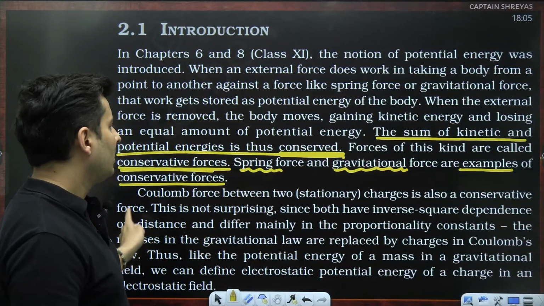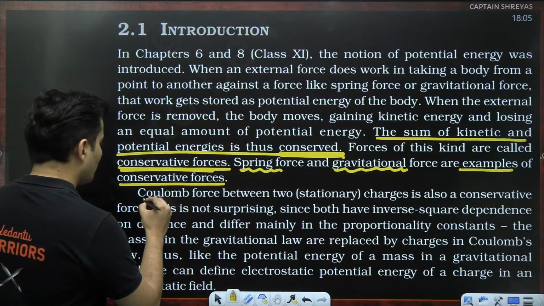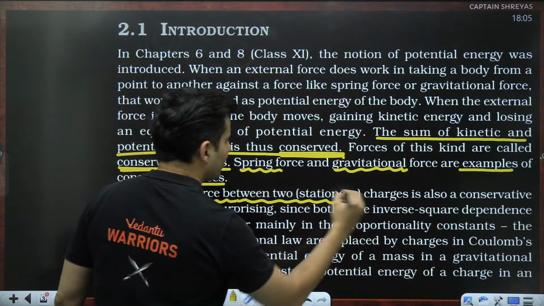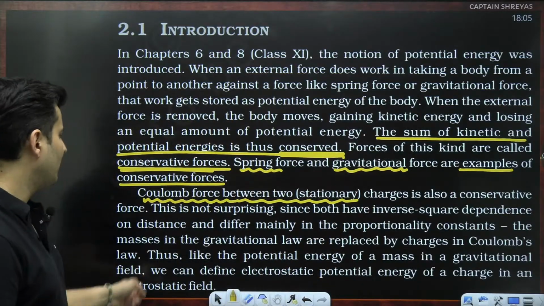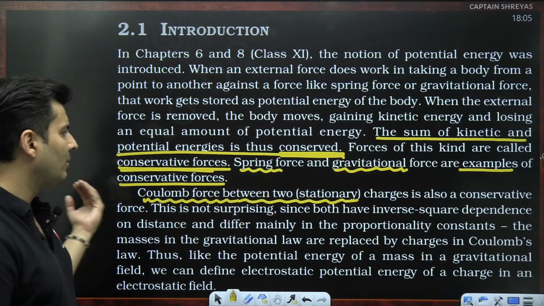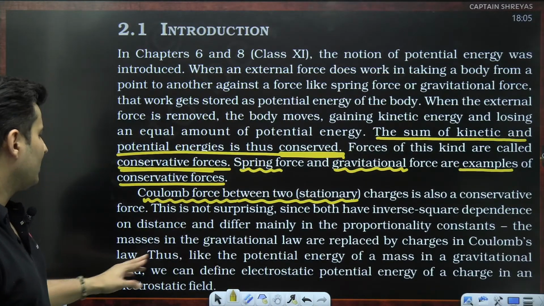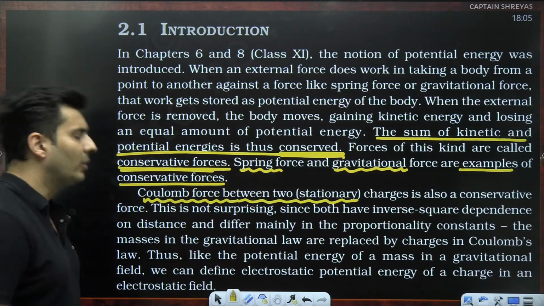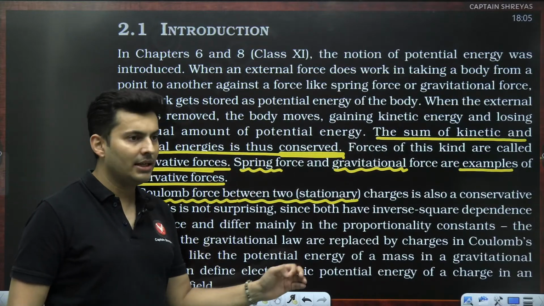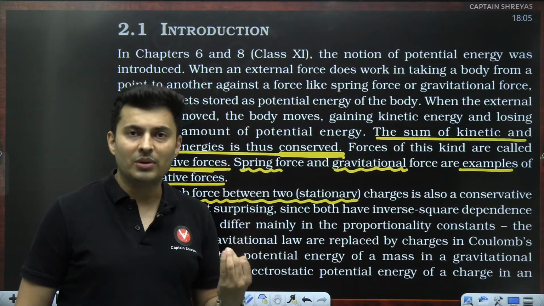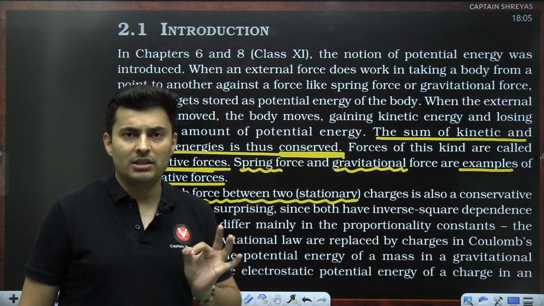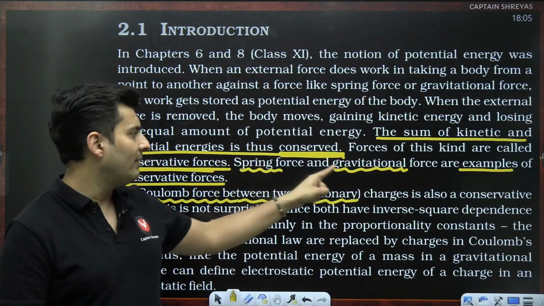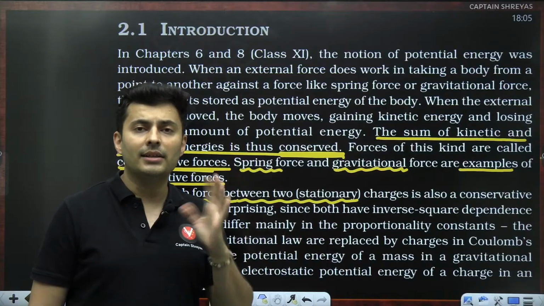Coulomb's force between charges is also conservative. Even Coulomb's force, that means the electric force between two charges, is also a conservative force. This is not surprising since both of them have inverse square law dependence. Thus, just like the potential energy of a mass in the gravitational field, we can define electric potential energy in an electric field. What they mean is that just like gravitational force has a law G m1 m2 by r square, electric force also has a law, Coulomb's constant q1 q2 by r square. So if gravitational force was conservative, even electric force is conservative.